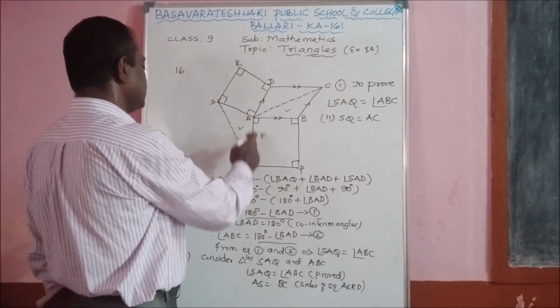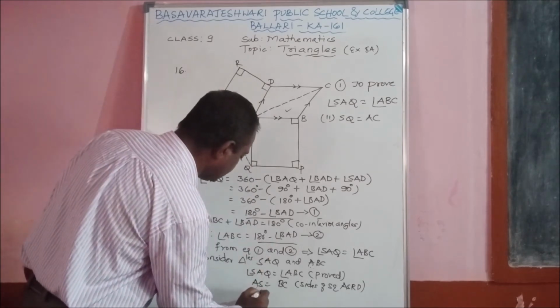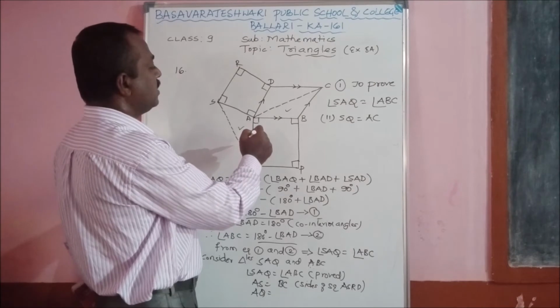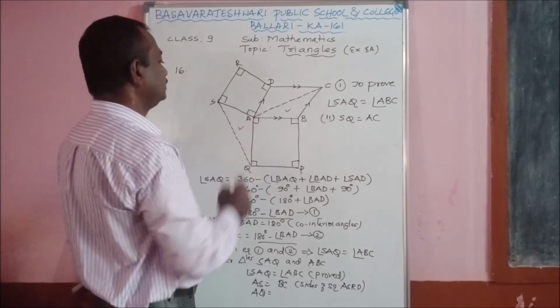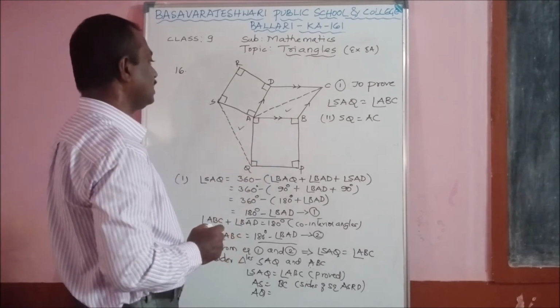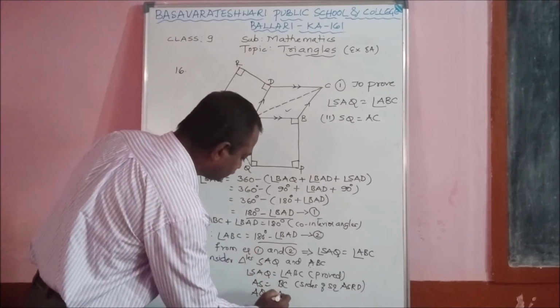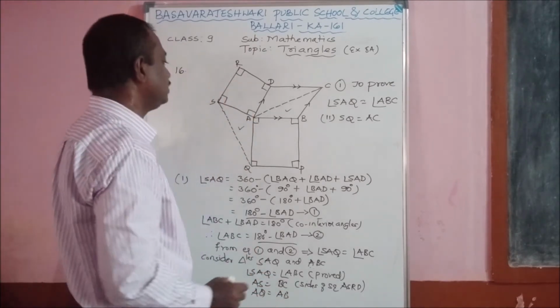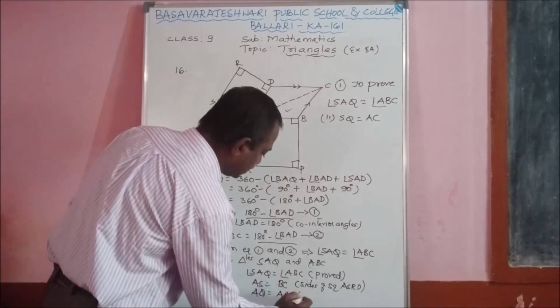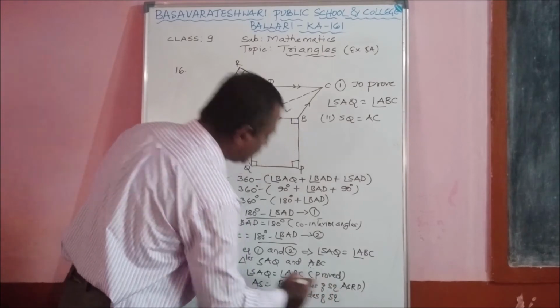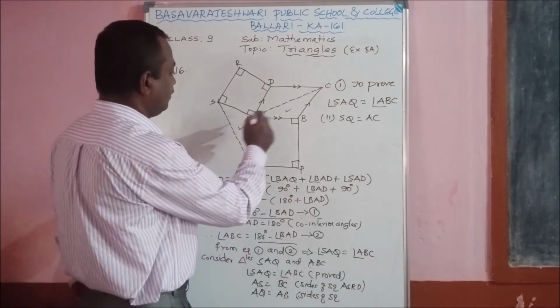Now I will take this. AQ is equal to... I will take AB. AQ is equal to AB, sides of square ABPQ.